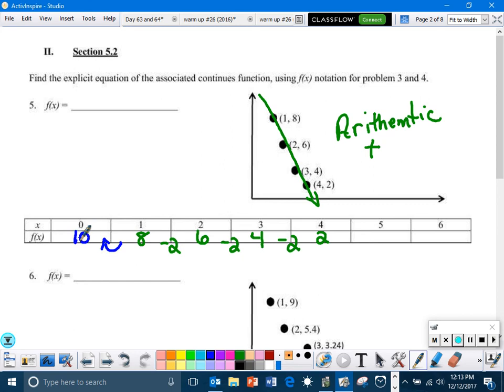Okay, now we're going to write the equation for this. So first of all, the pattern is going down 2, so we say -2, followed by the letter x plus 10. There is our function. Again, that one is arithmetic.